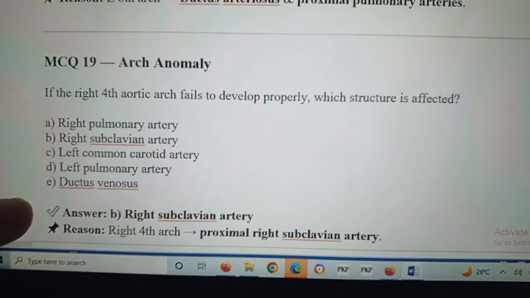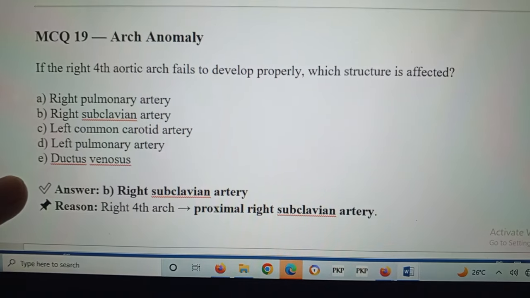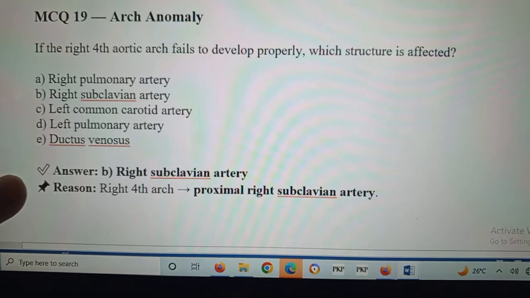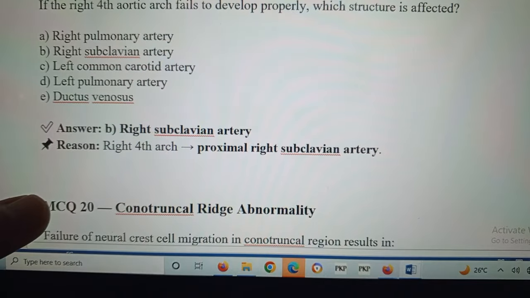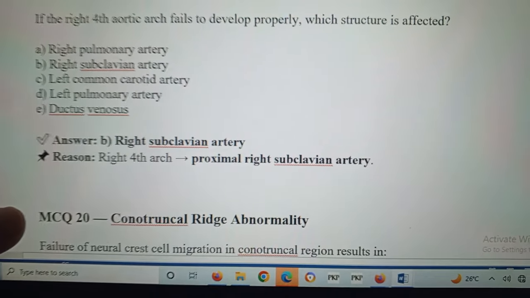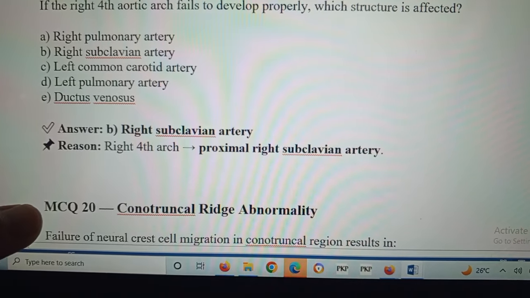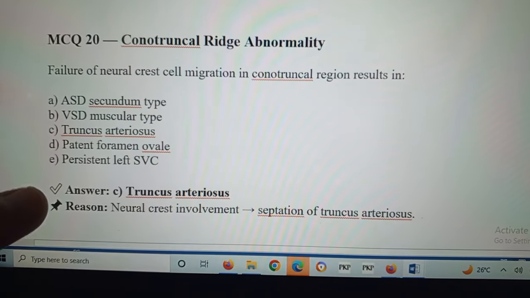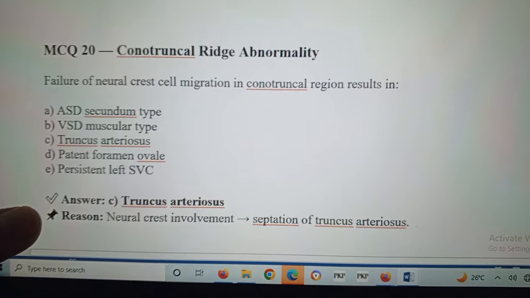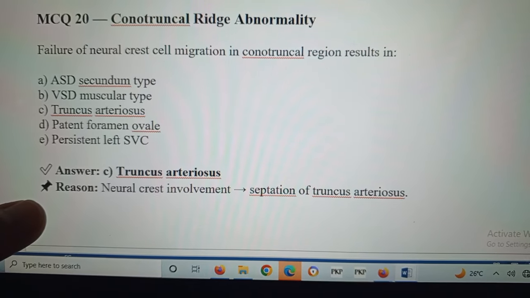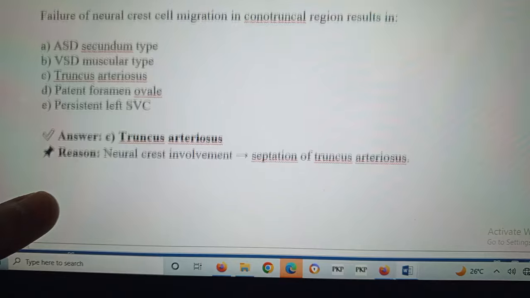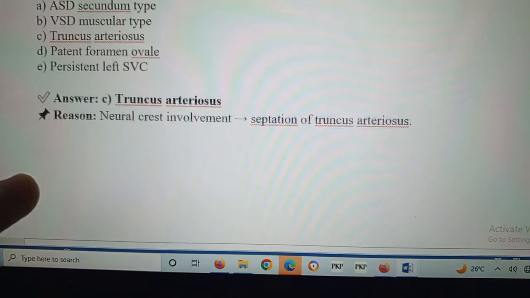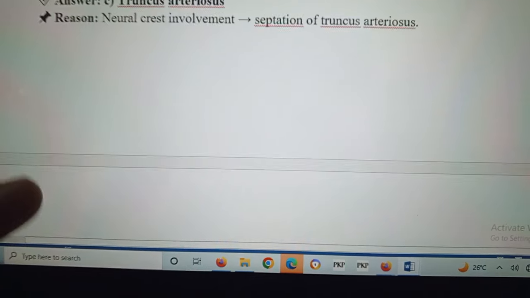If the right fourth aortic arch fails to develop properly, which structure is affected? Right subclavian artery is affected. The right fourth arch leads to the proximal right subclavian artery. Failure of the neural crest cell migration in conotruncal junction region results in which anomaly? Truncus arteriosus. Neural crest involvement leads to the septation of the truncus arteriosus.